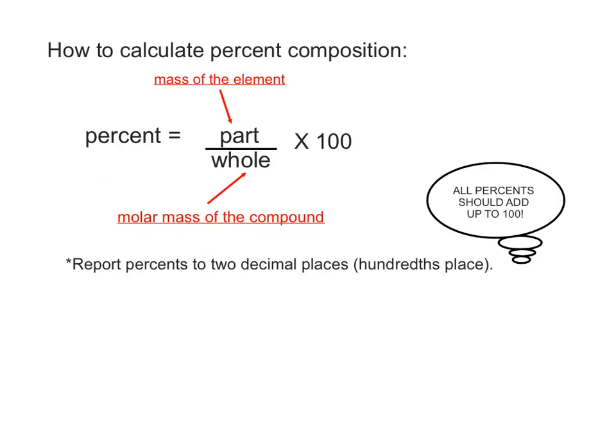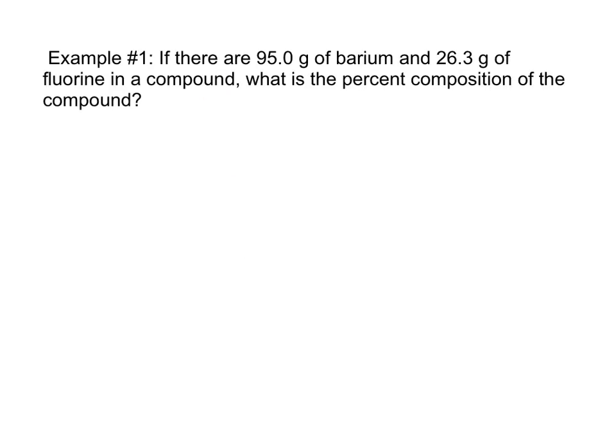When we're talking about a compound, the part would be whatever element you were referring to, divided by the whole, being the mass of the entire compound, which would be your molar mass. Remember, if you're finding the percent composition of all of the elements, you can add up all those percents and it should equal pretty close to 100 depending on rounding. And to keep things simple in here, we're going to go ahead and report percents to 2 decimal places. Just because we're using our periodic tables, I could also go to 2 decimal places.